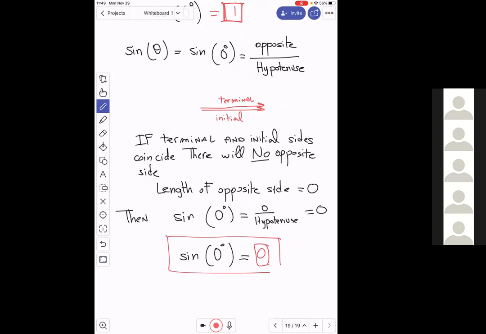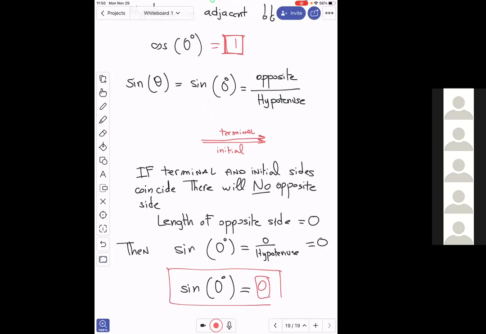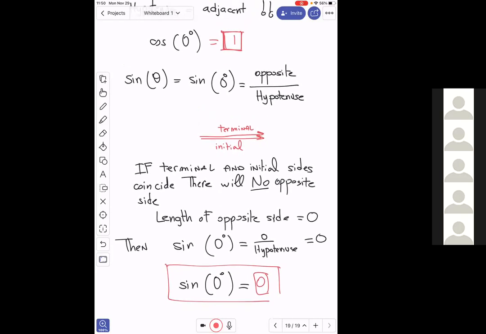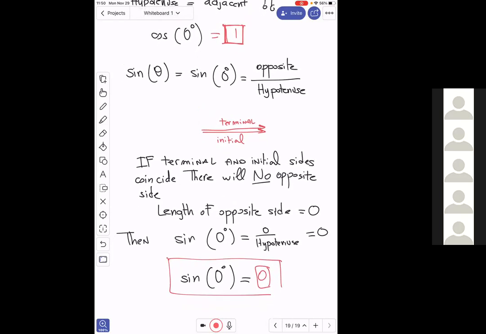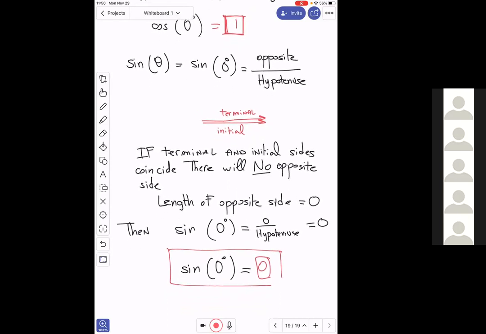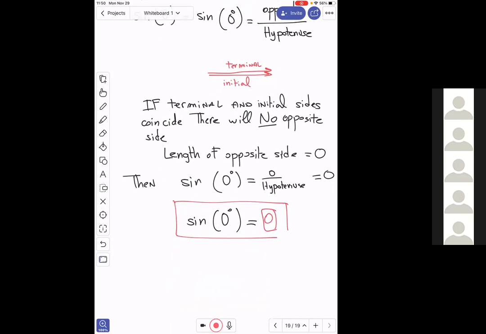So you see how we compute this: you take your right triangle, you compute the opposite side, you compute your hypotenuse or your adjacent side, and then you try to find your sine and cosine. In this angle 0, which is kind of a special angle, cosine of 0 is 1, and sine of 0 is 0.